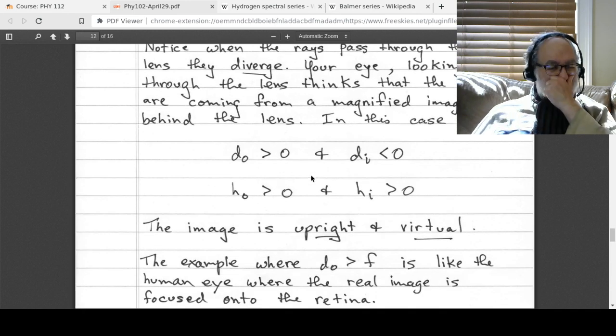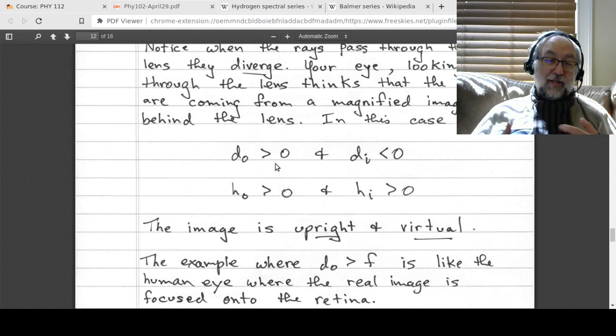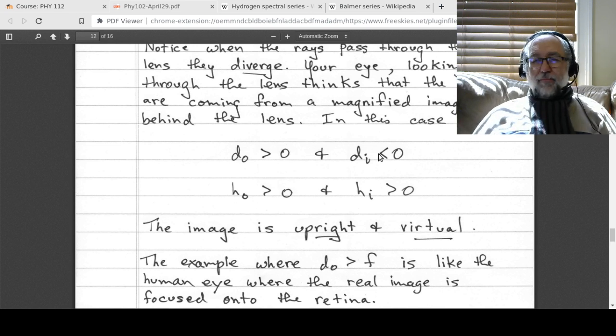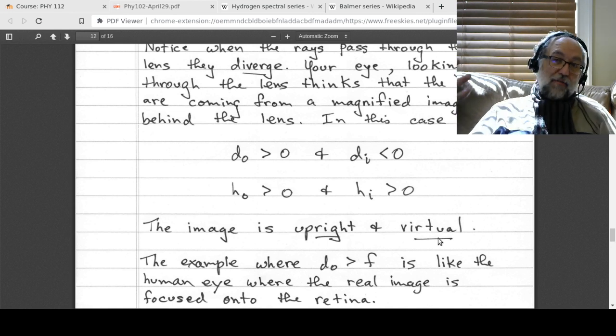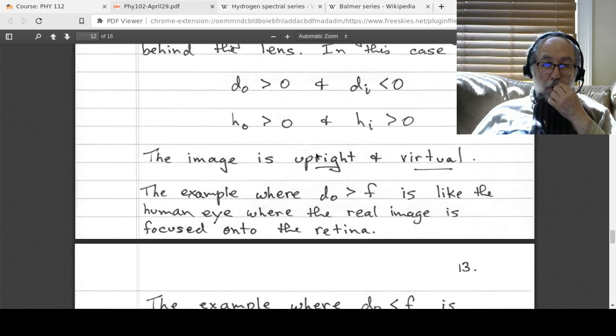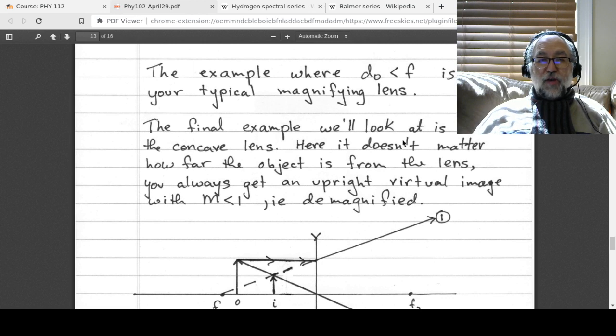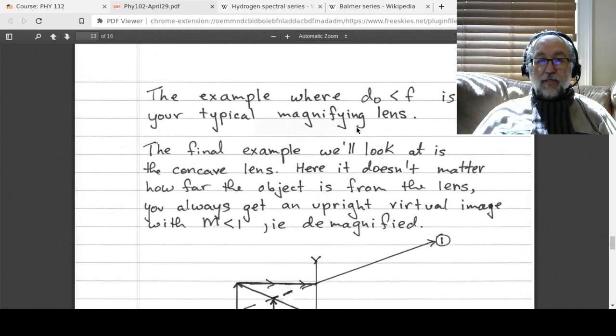All right, so in this case, we have the situation where DO is positive. We should always have DO positive by convention. DI is negative. That tells you the image is virtual. HO is positive. That should be so by convention, okay? And HI is positive, which means that it's upright. So you can conclude from this that the image is both upright and virtual, okay? Whereas in the previous situation, the image was inverted and real, all right? All right, so this was the situation with the convex lens, okay?